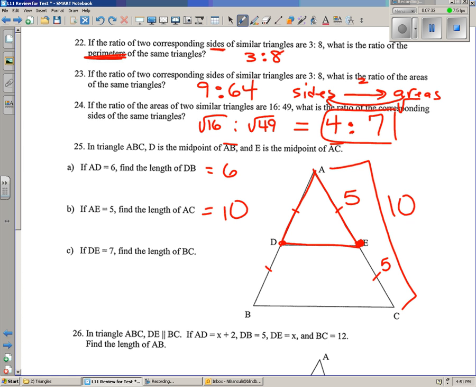And here's the nice part. Same relationship exists. So if DE is 7, notice DE corresponds with BC. So if DE is 7, that's coming from the small midpoint triangle. What we do is, just like 5 times 2 is 10, do 7 times 2, and you'll get the corresponding side BC, which is 14.